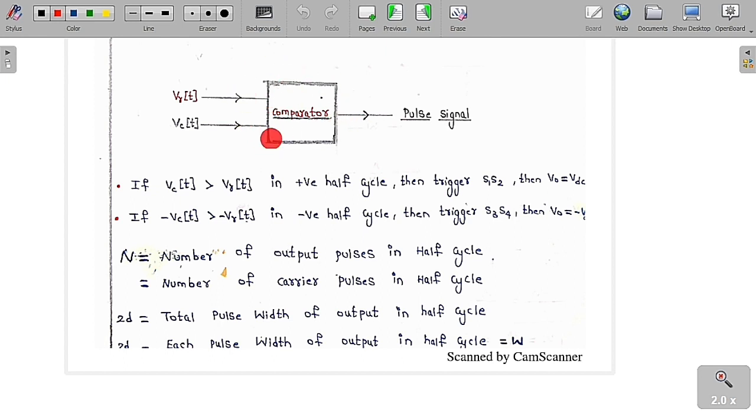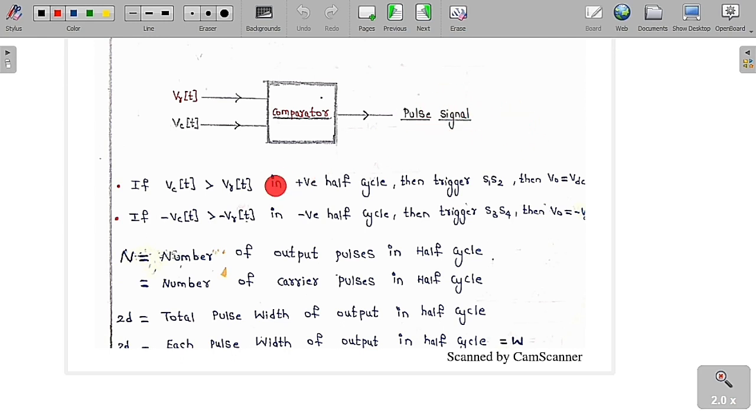See here, this is a comparator circuit. Basically it is an open loop op-amp. We are going to give two signals to the input of this comparator: one is a reference signal and the other is a carrier signal. Based on the comparison of the reference signal and the carrier signal, we are going to generate this pulse. This pulse is used to trigger the thyristors.